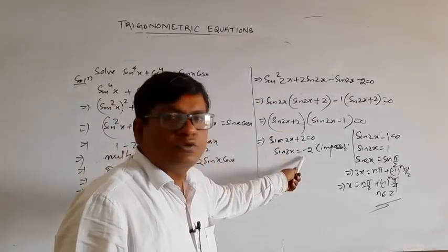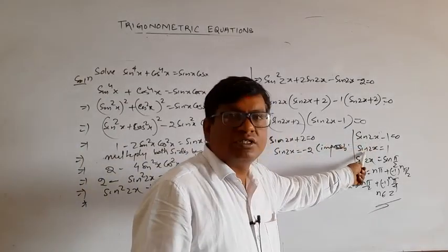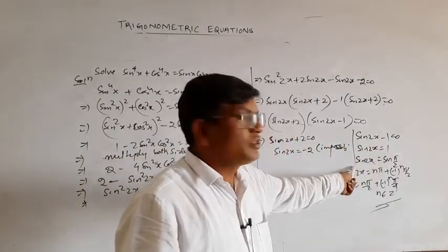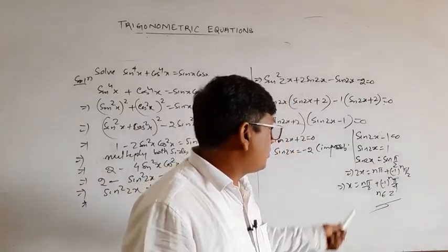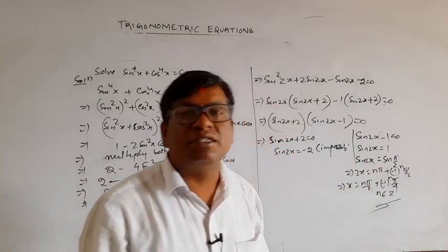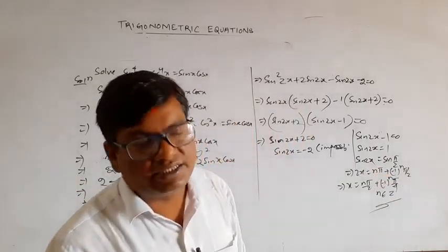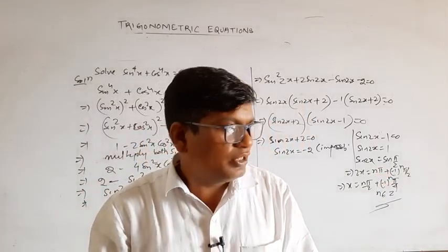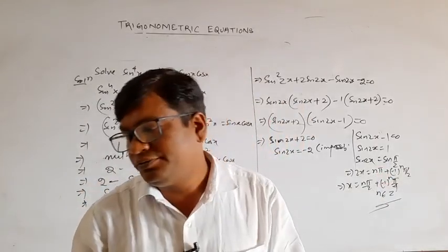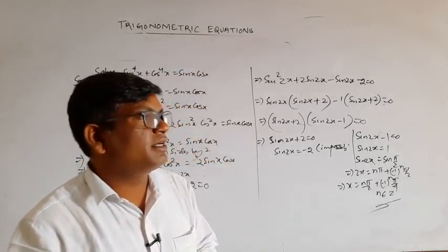So, sin 2x plus 2 equal to 0 gives sin 2x equal to minus 2, which is impossible, and sin 2x minus 1 equal to 0 gives sin 2x equal to 1. So sin 2x is 1, which means sin pi by 2, then apply the formula: x is equal to n pi plus or minus 1 to the n into alpha, alpha means pi by 2, then find x. These are some questions of trigonometric equations. This is the last class of the trigonometric equation.